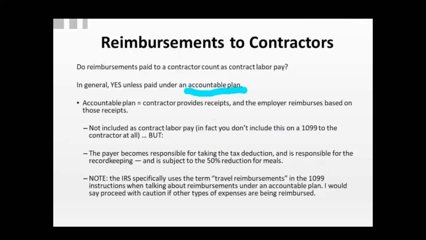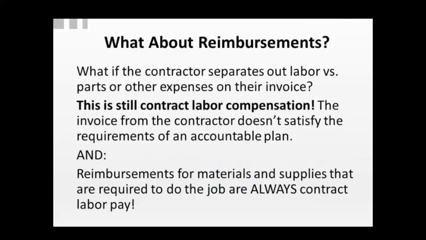In fact, it doesn't go on a 1099 at all. You don't report it to the contractor at all. Instead, you as the paying business take the expense deduction on your tax return, but then you become responsible for the record keeping on that item. And if it's a meal expense, remember your meal expense for tax purposes is reduced by 50%. And you get saddled with that if you're the one paying the reimbursement. Also, the IRS specifically uses the term travel reimbursements when talking about reimbursements under an accountable plan. So proceed with caution if reimbursing other types of expenses.